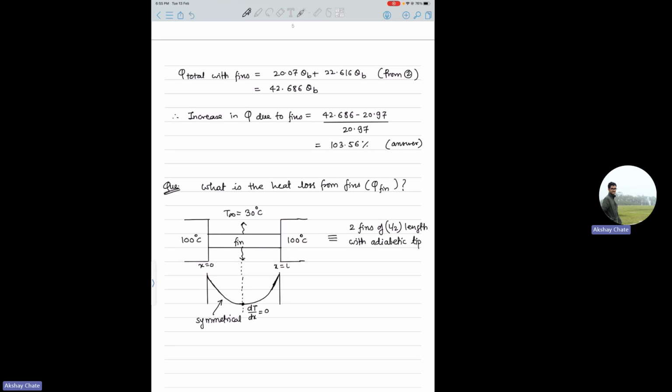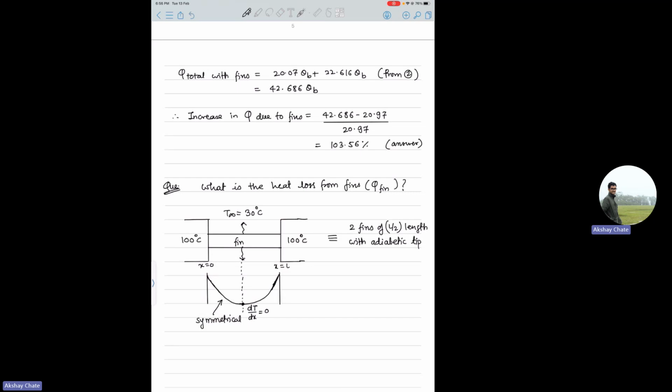So what you do is, you know that at some point the temperature slope should change, then only it will satisfy both the boundary conditions. And in this case, since the base temperature is 100 and the other tip temperature is also 100, the slope will change exactly at the midpoint.